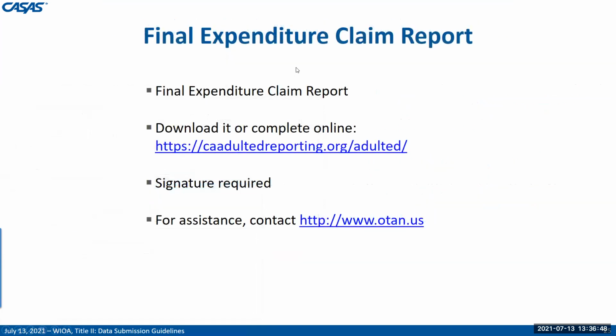So the final expenditure claim report is also due on August 1. All the general data submission deliverables are due this Thursday, July 15th, except for the final expenditure claim report, which again is due on August 1. You can download or complete it online by using this link or from the CDE website. This will be required for a signature, and if you have any questions, you can contact the OTAN website for assistance.